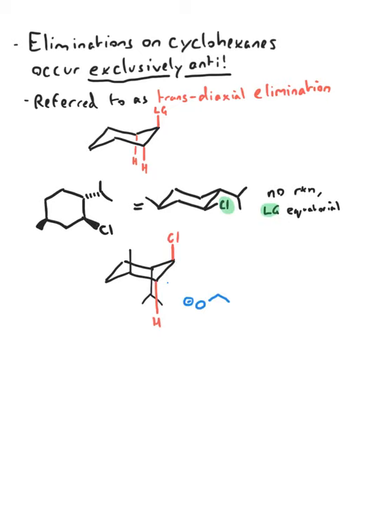However, if we ring flip it, and we now have the chloride axial, we notice that there is a hydrogen on the carbon next door that is also axial. This would be the hydrogen that is leaving, as it is anti. Therefore, the product that we form in this reaction is exclusively this one. Notice that we can't form the double bond in the other direction because there is no hydrogen present, axial, anti to the chloride. It is an isopropyl group instead.